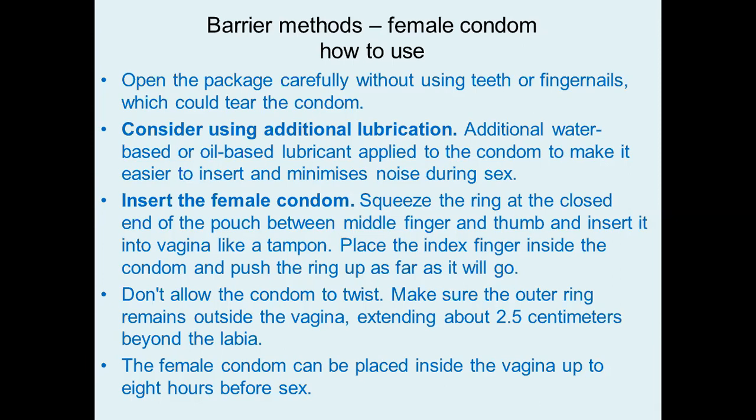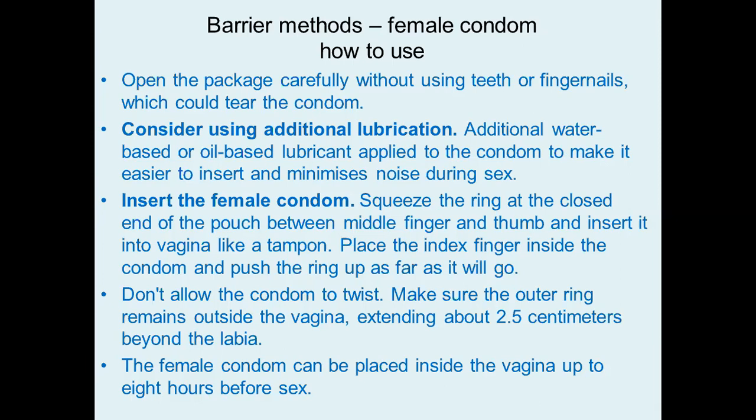To insert the female condom, the process goes: squeeze the ring at the closed end of the pouch between the middle finger and the thumb and insert it into the vagina like a tampon. Place the index finger inside the condom and push the ring up as far as it will go.